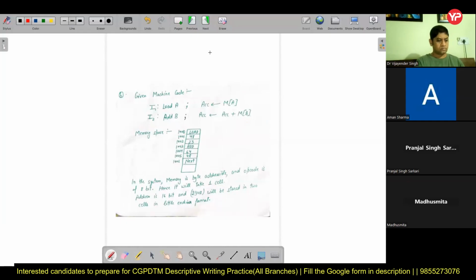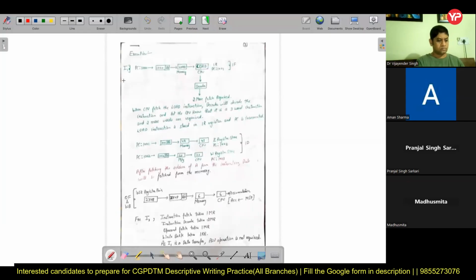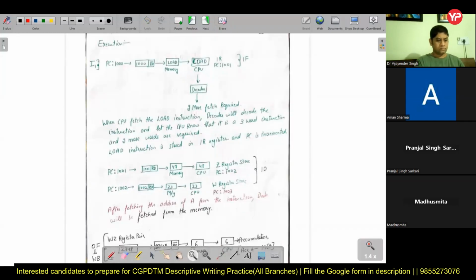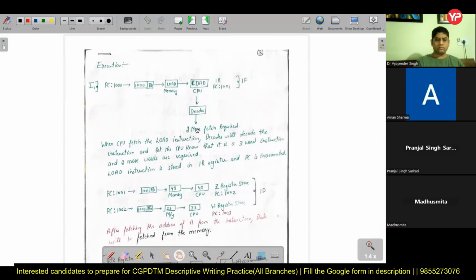After that, you have done this. So the instruction phase will go like this. First, you will explain that you have fetched the instruction. After fetching the instruction, what is the next thing? It will decode that there are two more fetch required. So we will explain that when CPU fetches the load instruction, decoder will decode the instruction and let the CPU know that it is a 3-word instruction and two more words will be required. Load instruction is stored where? We will mention that load instruction is stored in the IR register and PC is incremented.